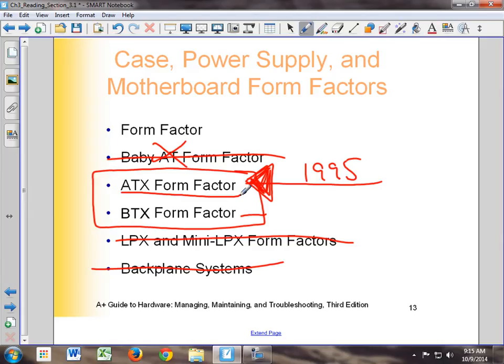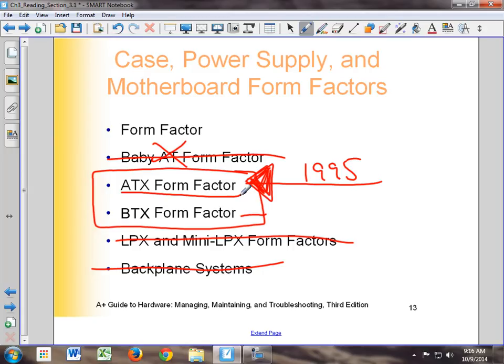The power supply is the same, it's the exact same power supply. ATX power supply, BTX power supply, doesn't care. It screws in the exact same way, the plugs are exactly the same. All the components inside this PC can go into this side of the PC, except for the motherboard. Because the ATX motherboard won't fit the BTX case.